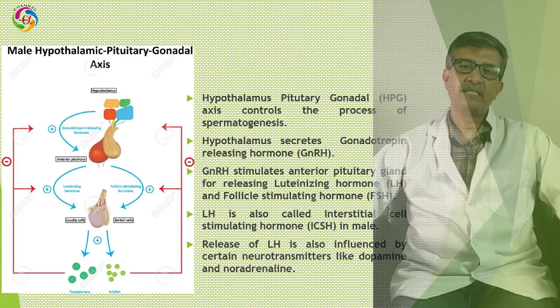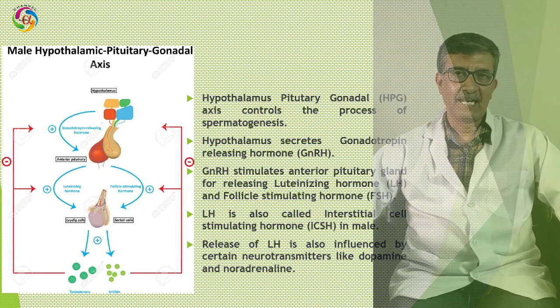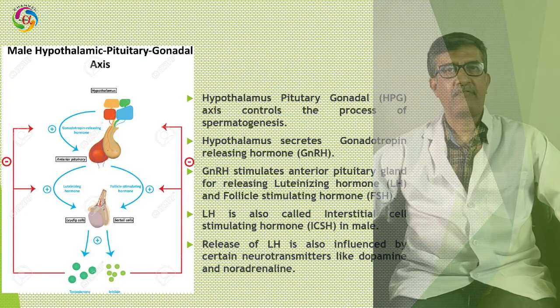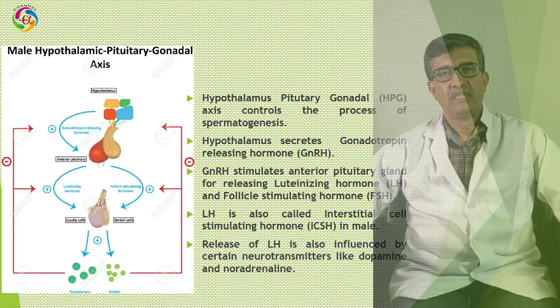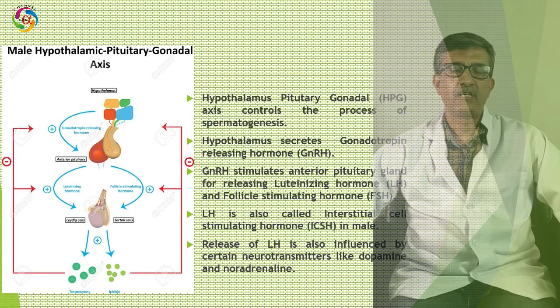In that stimulation, the anterior pituitary gland secretes two hormones, LH or luteinizing hormone, and FSH or follicle stimulating hormone. In males, LH is also called ICSH or interstitial cell stimulating hormone. The release of LH and FSH is also influenced by certain neurotransmitters like dopamine, noradrenaline, adrenaline, etc.